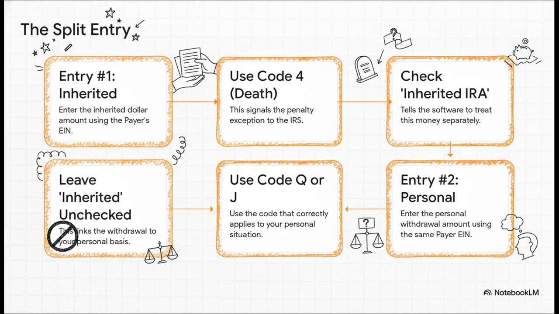Then you'll create entry number 2. You'll use the same payer ID, but this time you'll enter your personal withdrawal amount. You'll use the correct code for you, maybe a Q or a J, and you'll make absolutely sure the inherited box is not checked. This split entry method rebuilds the legal reality of what actually happened.